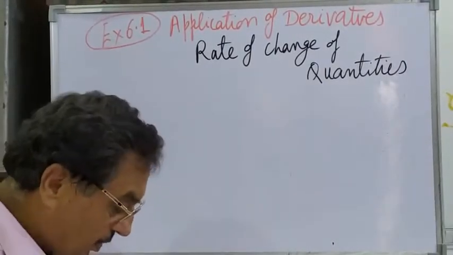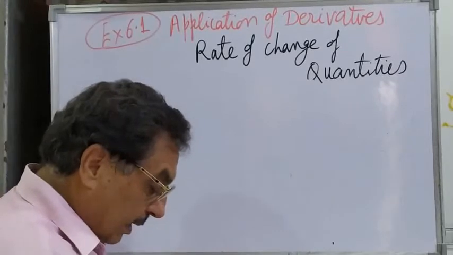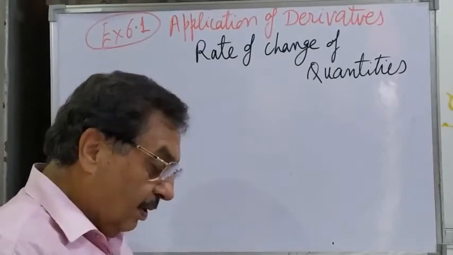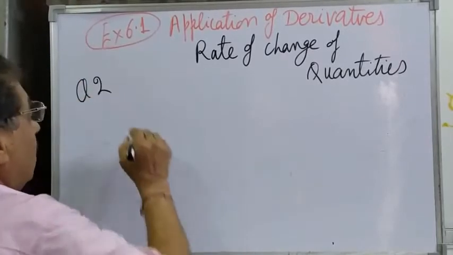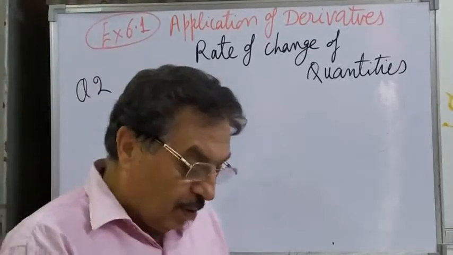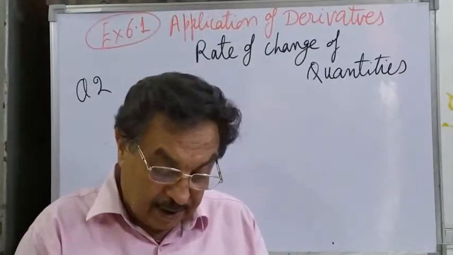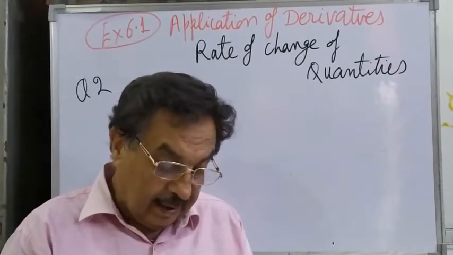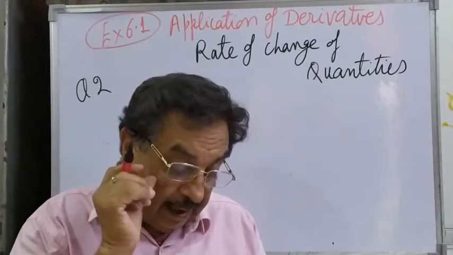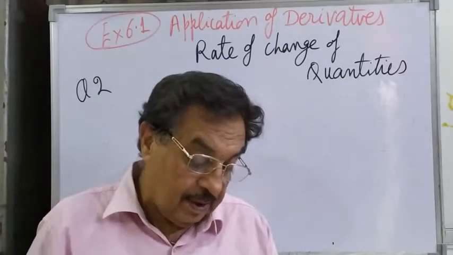Now the second question says the volume of a cube is increasing. It is being given the volume of a cube. So first of all, we should know the volume of a cube is increasing at the rate of 8 centimeter cube per second. How fast is the surface area increasing when the length of the edge is 12 centimeter?